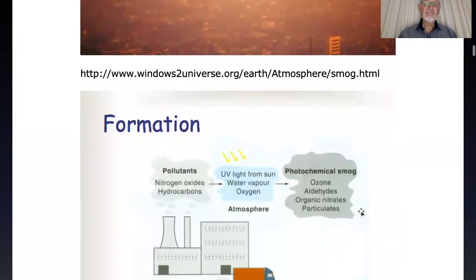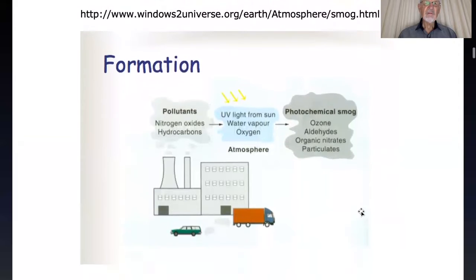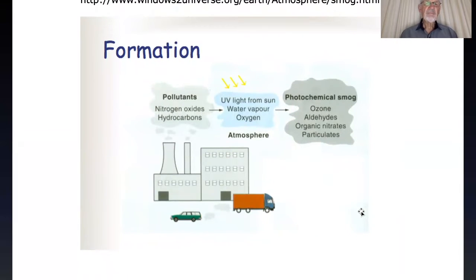And so I've got a slide here which shows the formation of photochemical smog. So it starts off with nitrogen oxides and hydrocarbons, and then, as I mentioned earlier, in the presence of UV light, so the hole in the ozone layer has an effect here, because that means that there's more ozone O3 produced, and that is one of the factors in the production of photochemical smog.